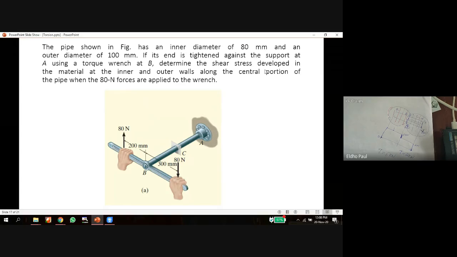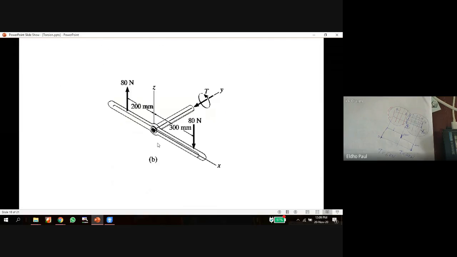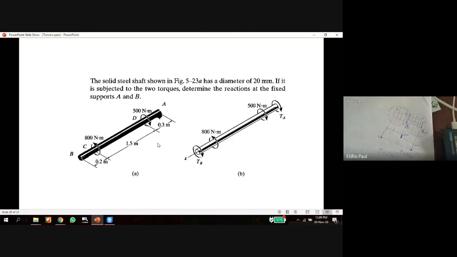Okay, so what is the shear stress developed in the material at the inner and outer wall of the center portion? This is the question. So when I apply 80 kilonewton, the corresponding torque is equal to 80 into 500. So torque applied T is equal to 80 into 500. Then simply it is T by J is equal to tau by R. We can calculate the tau value. So here in this problem, the only difficulty is that you have to understand this 80 and 500 is the torque. Okay, that is the only difference. And here it is the same problem that we did. Okay.